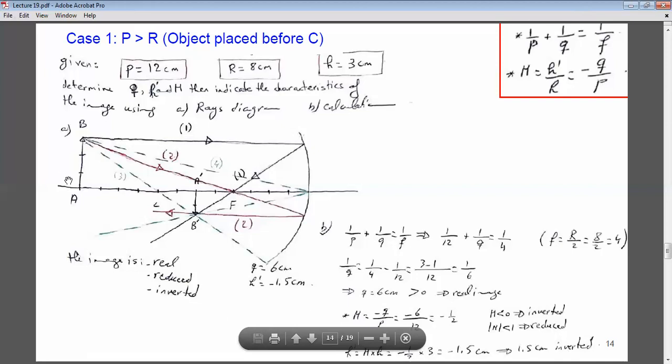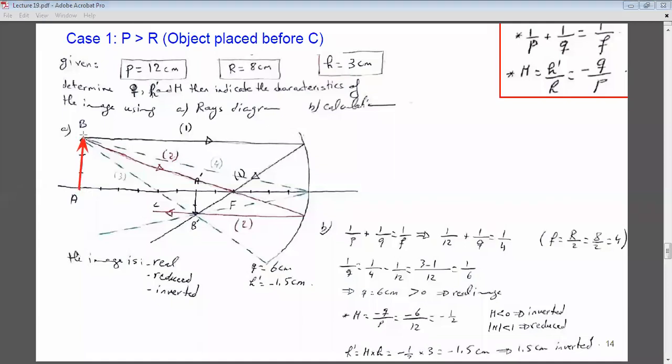Now we want to do it by rays. This is my object AB. Here we are free to send as many rays as we want. The easiest way is to send 2 rays, one parallel to the optical axis. This is ray 1. We know that it will be reflected as if passing through F. Then I send another one passing through F. If it passes through F, it will be reflected parallel to the optical axis.